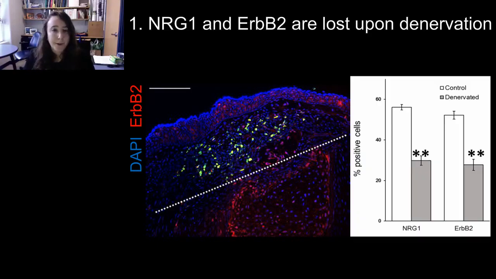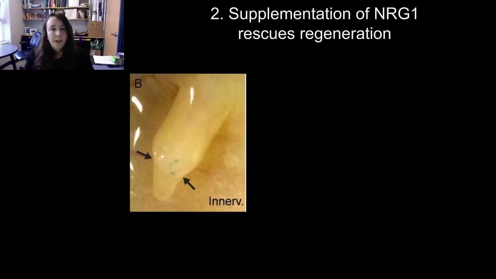Now, when we go through and quantify how many cells express neuregulin-1 or ErbB2, we do find that, as predicted, given the images that you see here, neuregulin-1 and ErbB2 are downregulated or lost upon denervation in a quantifiable manner. So that's number one. We found neuregulin-1 and we found its receptor. We can check that first characteristic off our list.